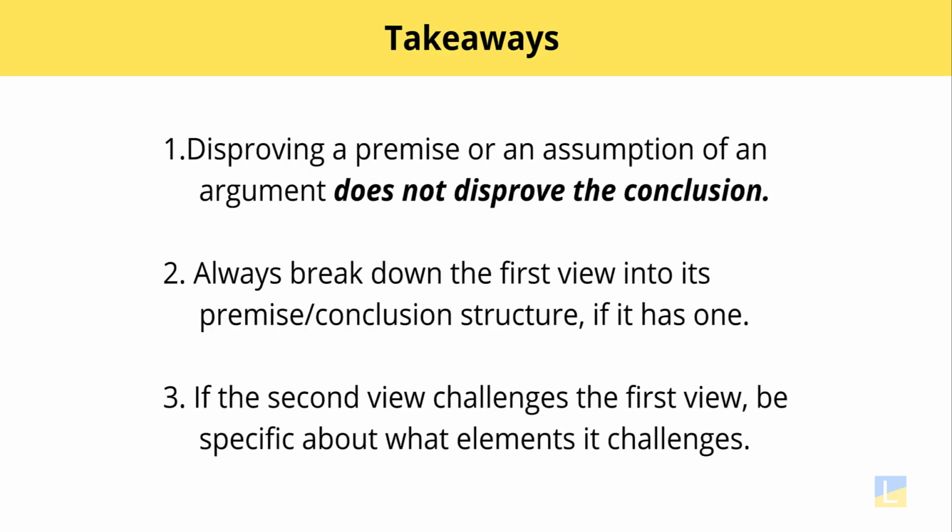So here's a recap of what I hope you're taking away. Remember, first, disproving a premise or an assumption does not disprove the conclusion of that argument. It's still theoretically possible that the conclusion's correct, even if the argument given in support was not a very good one. The next point is make sure you always break down the first view into its premise conclusion structure if it has one. Many times they don't have one, but if they do, you gotta break it down.